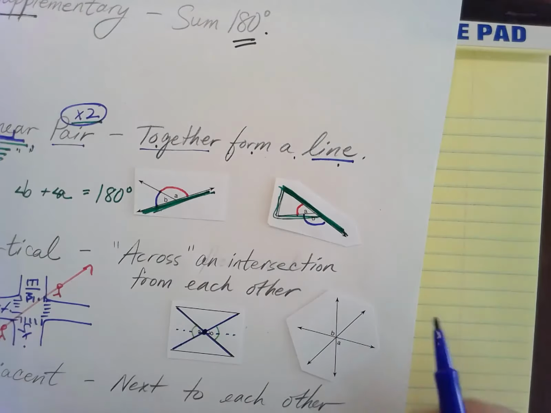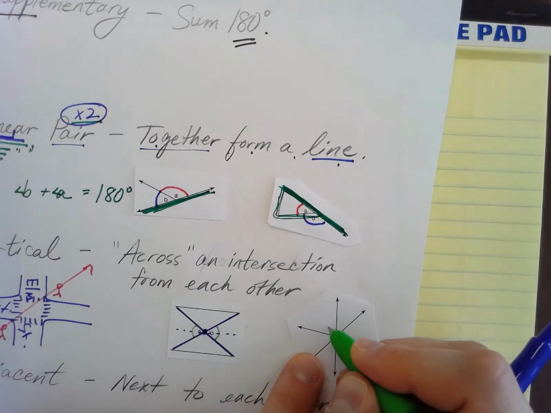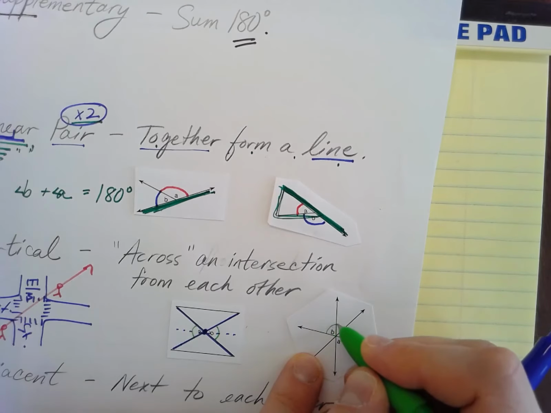The same thing can happen when you have more than one. So, for example, B and A are across from each other.